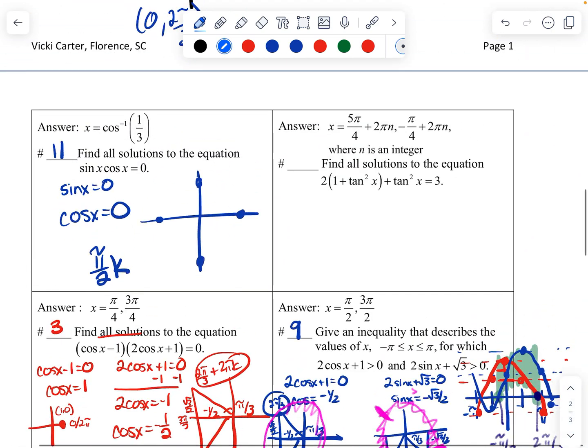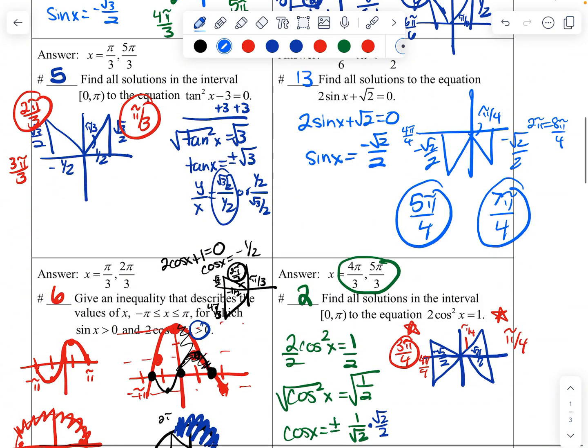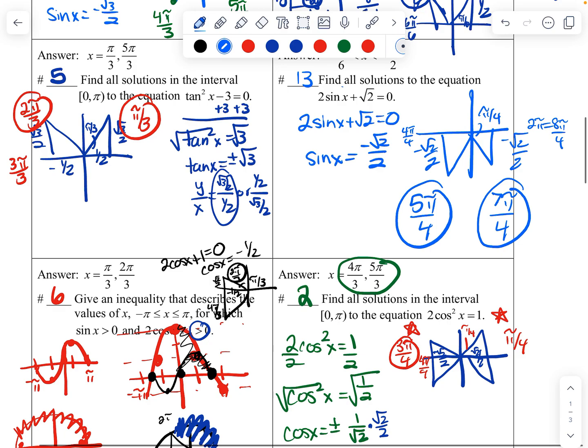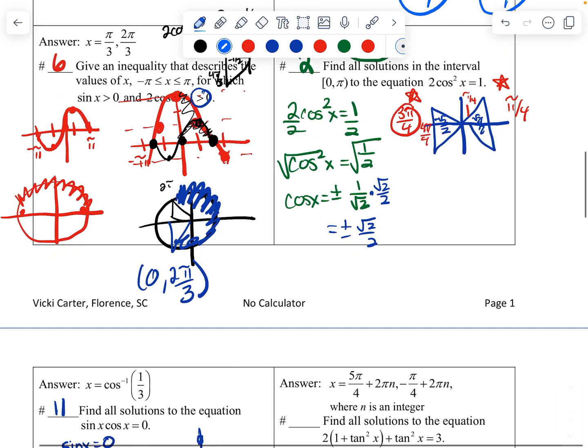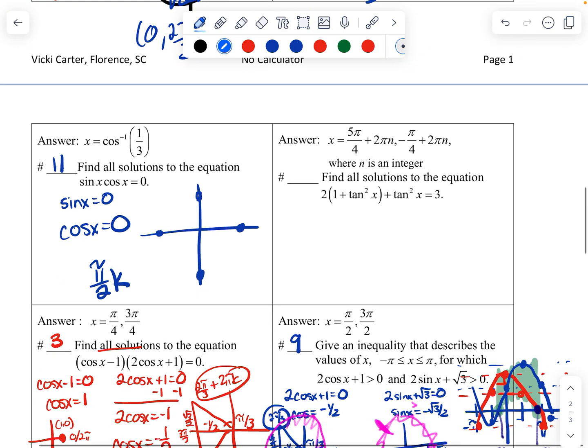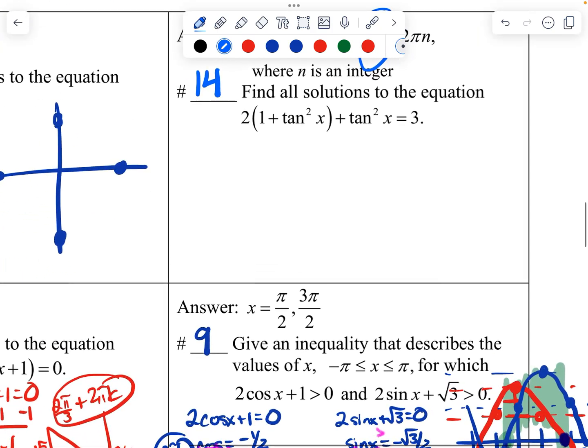I hope we only have one left. What did this say? So find all solutions. So that is the equivalent of this one, because 7 pi over 4 is negative pi over 4. So this has got to be number 14. Oh, geez. And we're ending with a doozy.